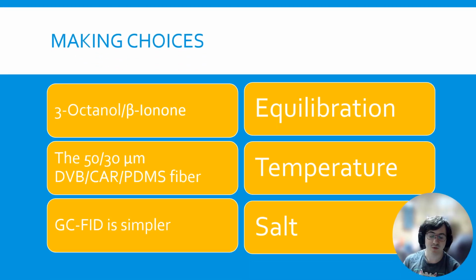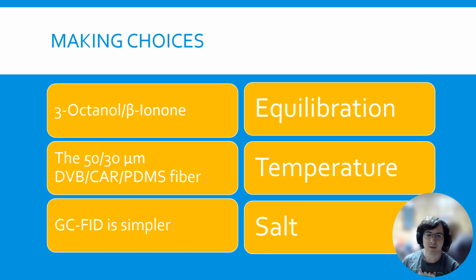Some choices that I've been making throughout the process is whether or not to use 3-octanol or beta-ionone. I've been using 3-octanol as my material that I'm testing for reliability because it is more water soluble and it requires less hexane. We were using hexanes at one point as a solvent, but it would always result in a very large peak area when we didn't need it.